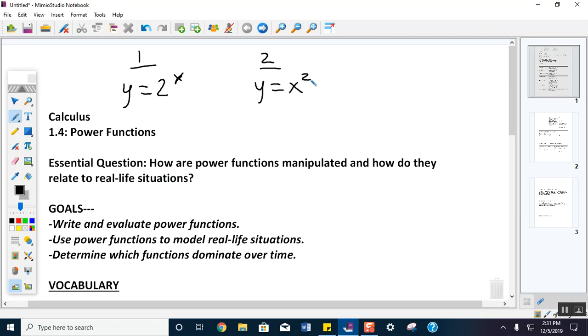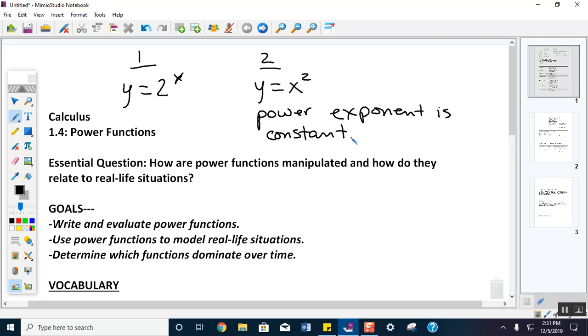Making y equal x squared, what type of function? Power function, okay? It's a power function because the exponent is a what? Constant. Yep. I like the way you put that. That was good, Noah.